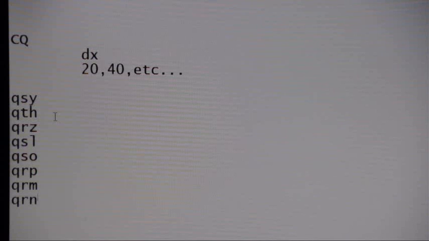Now, QRM and QRN are two related Q signs. QRM generally refers to interference of a man-made nature. Perhaps another station really close by is interfering with your radio, or there's some power line noise, or something in your house that's interfering with your radio, who knows, there's a lot of possibilities there. QRN, however, is generally considered atmospheric noise, things like that. So QRM and QRN are basically considered interference.